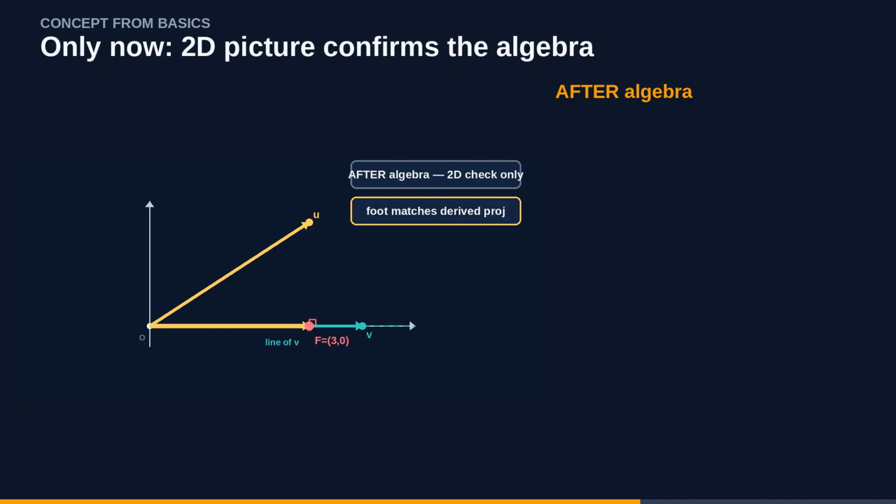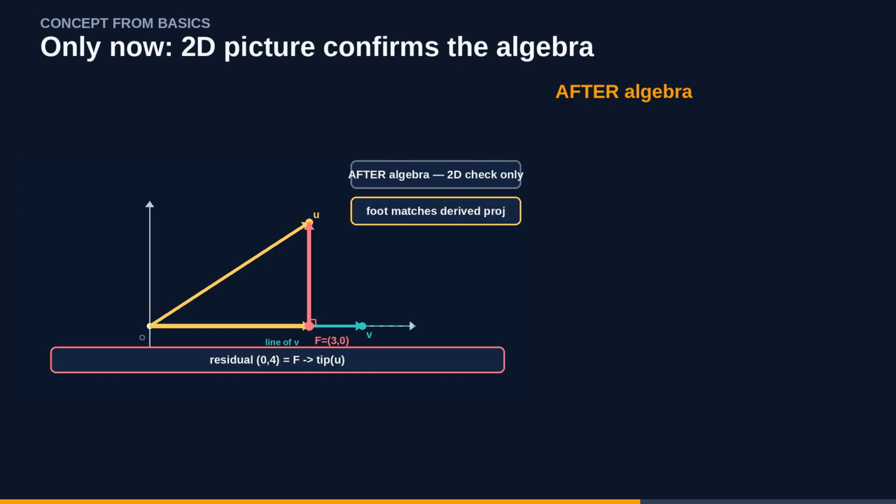Only after the algebra may we draw. In 2 dimensions, we can sketch the shared origin, the line of V, gold proj out to F, and the coral residual from F to the tip of U. The picture matches 3, 0 and 0, 4, but the picture did not invent those numbers. The ledger did.